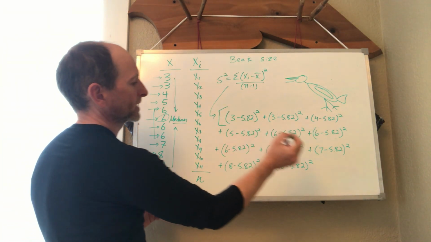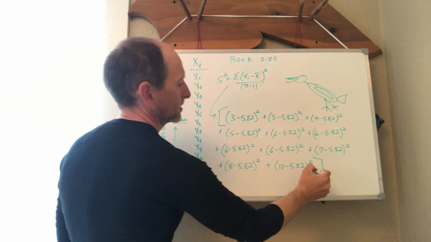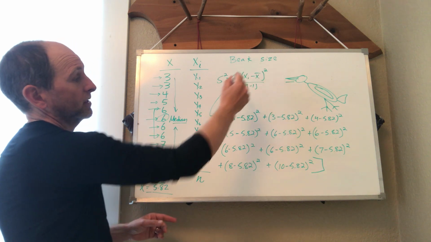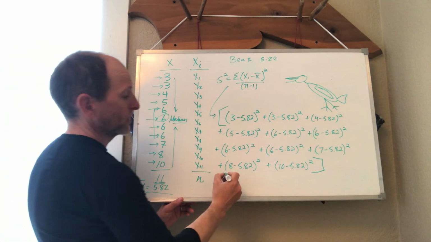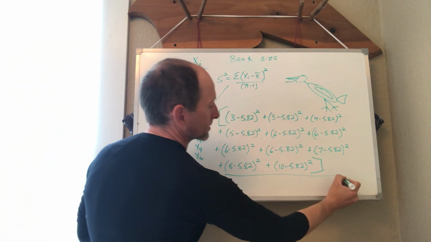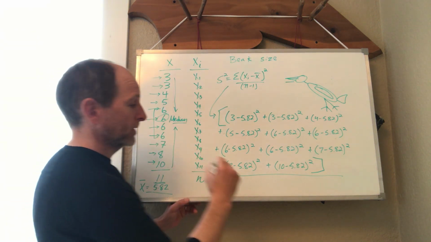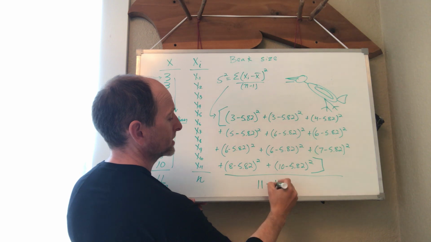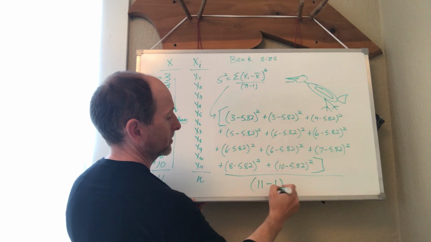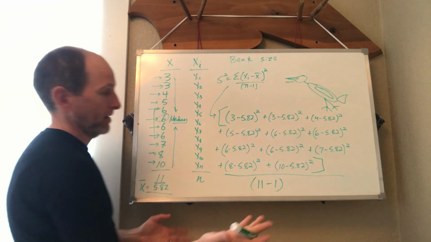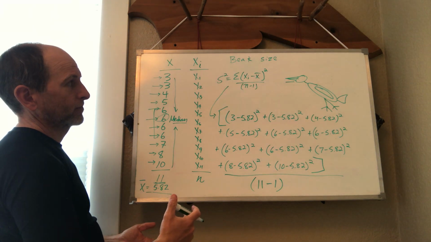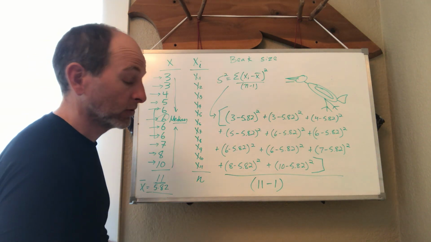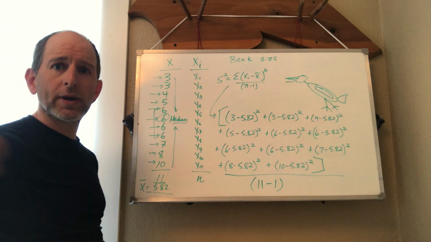Put these in square brackets. This represents the summation portion of that equation. And then we're going to divide this whole sucker by n minus 1, which, remember, n was 11, so n minus 1 is, in other words, 10. By doing that, we'll get the entire sample variance. So go ahead and try it yourself.